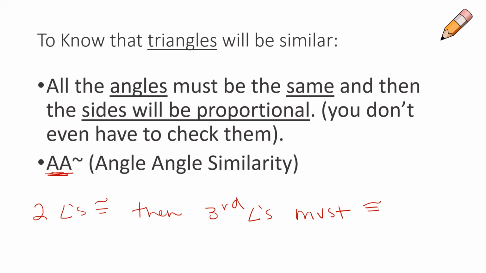So here's what we call the AA similarity. If we know that two angles for sure are congruent, then we know that the other one has to be congruent. So this is what we call the AA similarity. Again, if two angles are congruent, then we know that the triangles are similar.